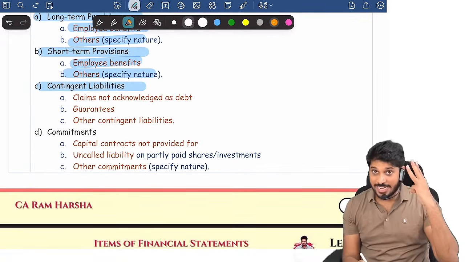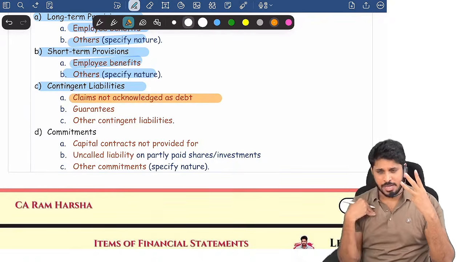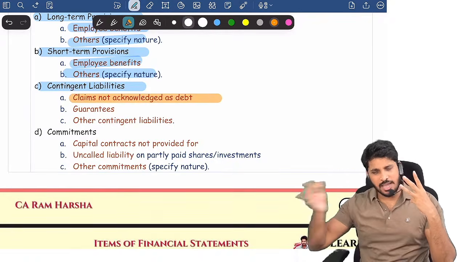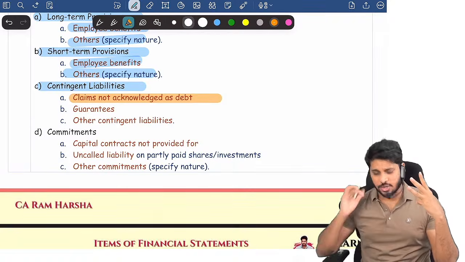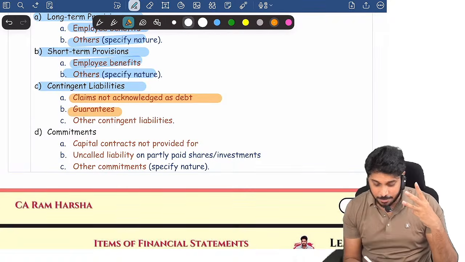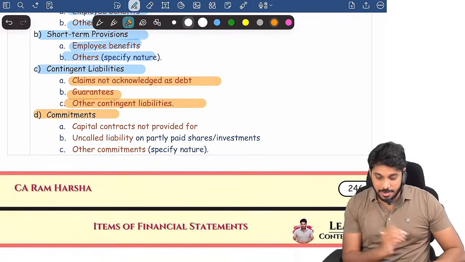Contingent liabilities. 3 classification. Claims on the company, but company did not acknowledge. Claim is there from third party, but company not acknowledged as debt. Guarantees given by the company. Any other contingent liability. Then commitments.